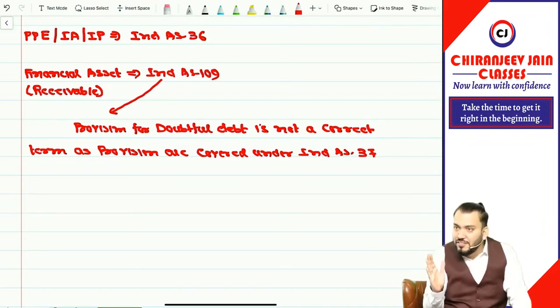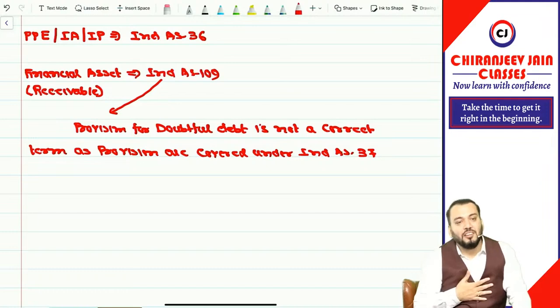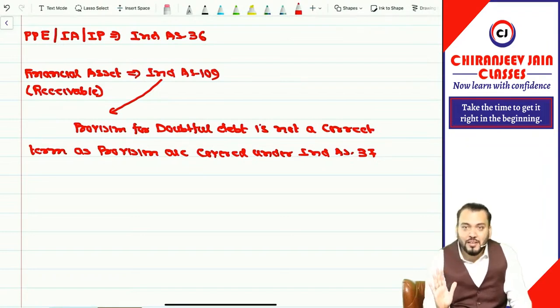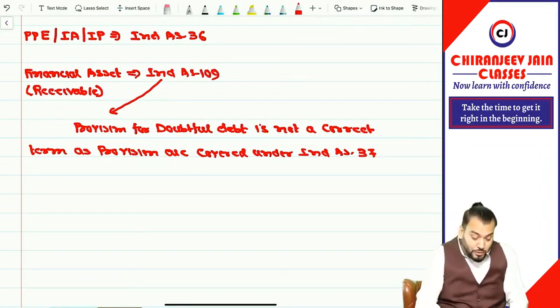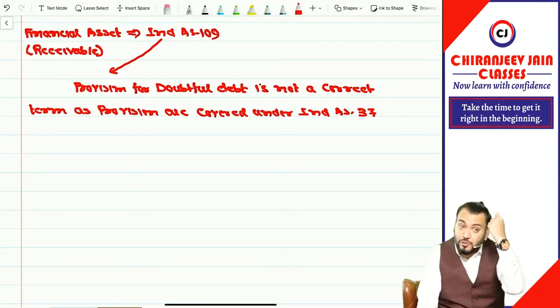Are you able to understand? But we can't say anything about ICAI, it is our godfather. Understood? Have you understood what I am saying? So can you say "provision for depreciation"? So we should not use it.